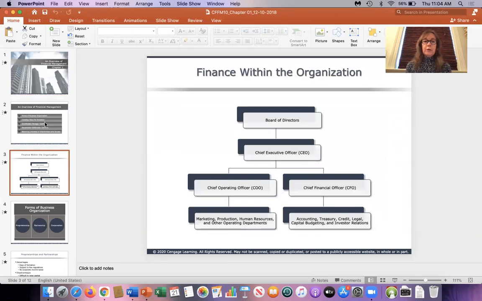All right, so this is what the typical flow chart of a financial organization looks like. You have the board of directors, and the CEO, or the chief executive officer, answers to the board of directors. Then under the CEO, you have the chief operating officer, who handles all the operations of the company, such as the production, marketing, HR, and any of the operating departments. Then over here, you have the chief financial officer who heads up the financial end, accounting, finance department, and so forth.